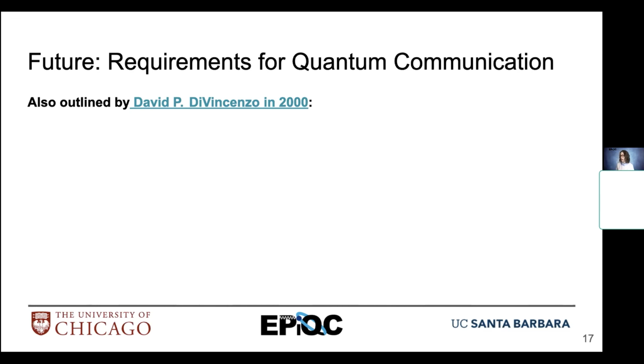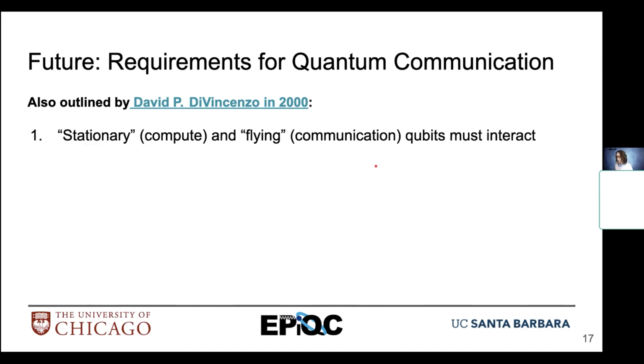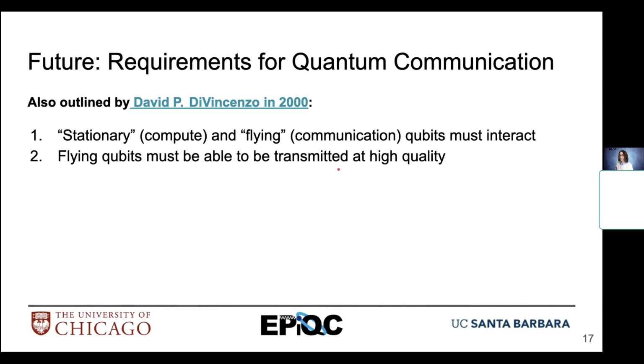So the requirements for quantum communication are as follows. One, we need to have these stationary and flying qubits. Stationary being our compute qubits, flying being our communication qubits. They must be able to interact, and they must be able to interact with high probability and in a robust manner. So we don't want to lose the information that we just computed in order to allow it to be transmitted to another location. And two, flying qubits must be able to be transmitted at high quality.